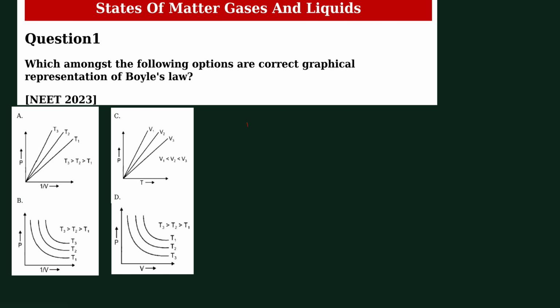What is Boyle's law? In Boyle's law, pressure is inversely proportional to volume, and when you remove this proportionality, you have to put a constant. It is P equal to K into 1 by V, where temperature and number of moles are constant. Now it is in the form of Y equal to mx.